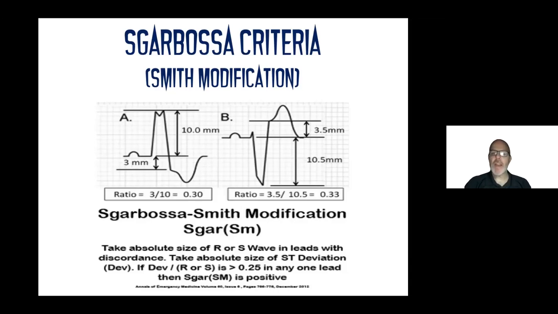Well, we've got 3.5 millimeters of ST elevation, and we have a 10.5 millimeter deep S wave. 3.5 into 10.5, you have a difference of 33%. So both of these meet that third Smith modification because the ST deviation is greater than 25%. And that is more specific than just a generic greater than 5 millimeters.